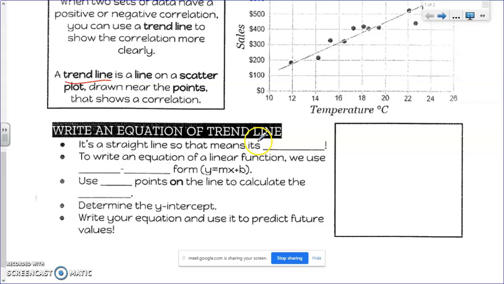It is a straight line, so that means it is a linear function, and we know all about linear functions. To write an equation of a linear function, we use the slope-intercept form. So we need m and b. We use two points on the line to calculate the slope, determine the y-intercept, write our equation, and use it to predict values.